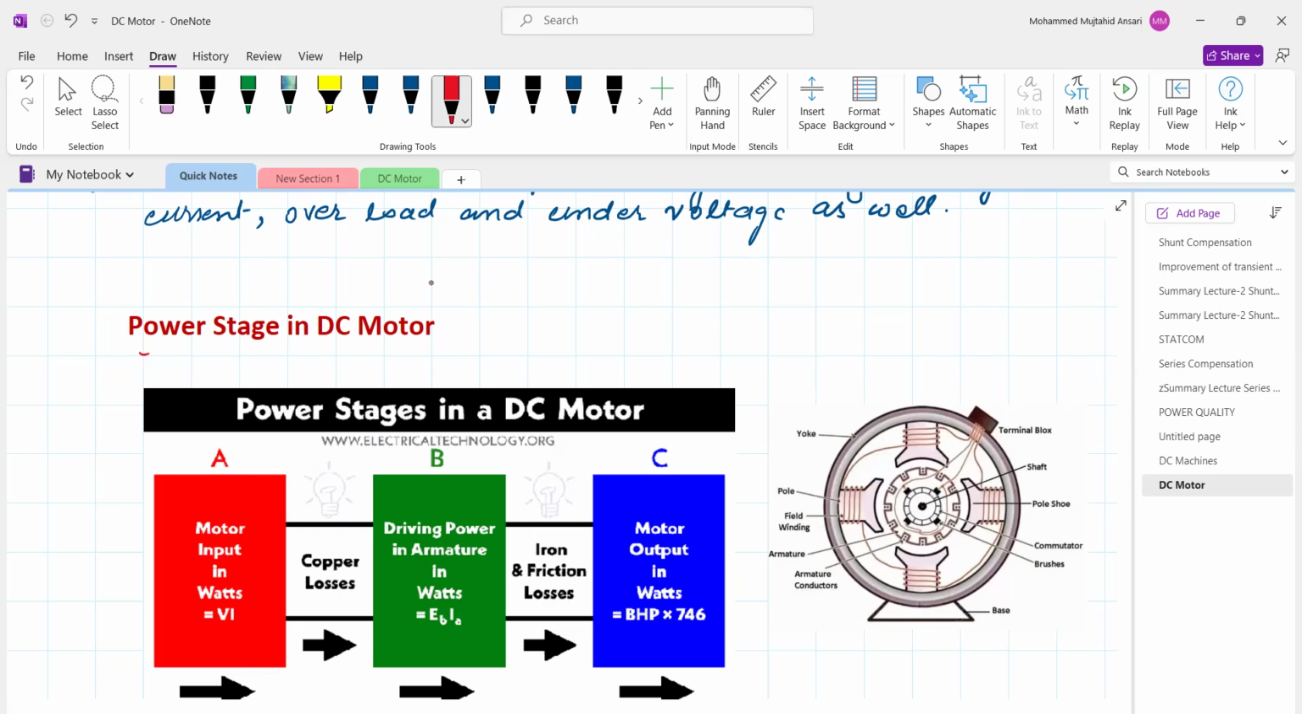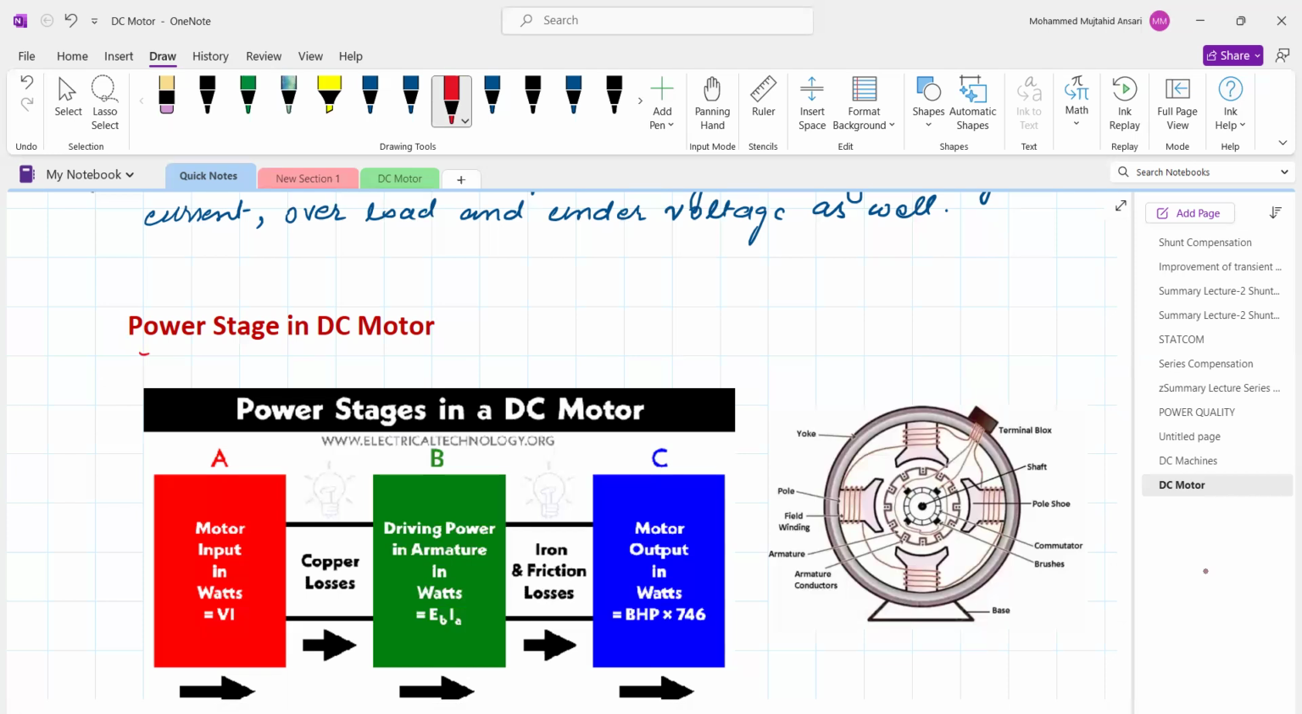So it is the mechanical power developed by the armature. This gross mechanical power developed is nothing but the back EMF into the armature current. No doubt the back EMF magnitude is smaller than the supply voltage, and the current the motor takes from the mains is the armature current. Now, if you subtract the iron and frictional losses from the gross mechanical power developed, we get the net mechanical power developed by the motor in the form of horsepower or watt.